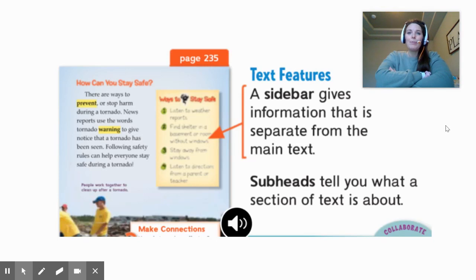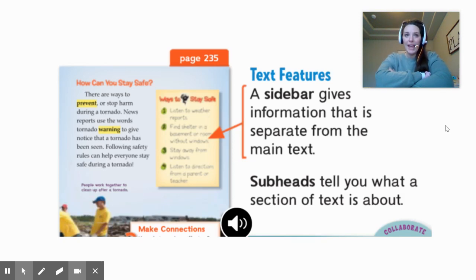This is an example from page 235 in our Wonders text. And you can see here that there is an example of a sidebar. It is a rectangle that is yellow in color, and it is titled Ways to Stay Safe. A sidebar gives information that is separate from the main text. So it gives additional information that is separate from the main paragraphs.